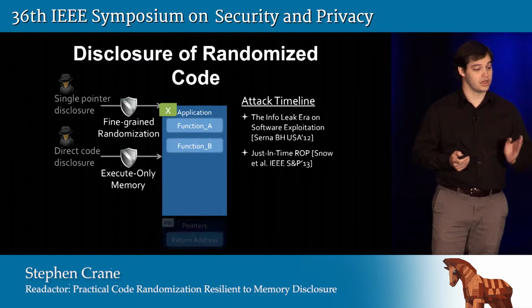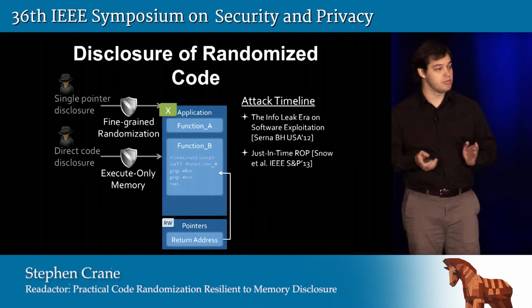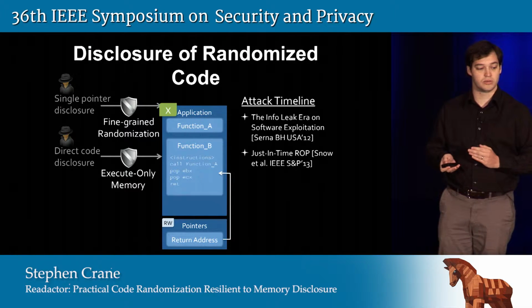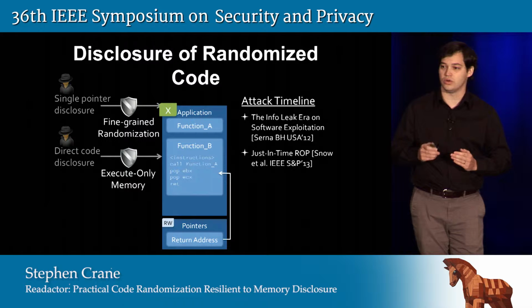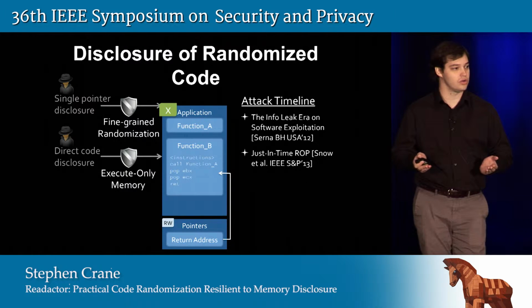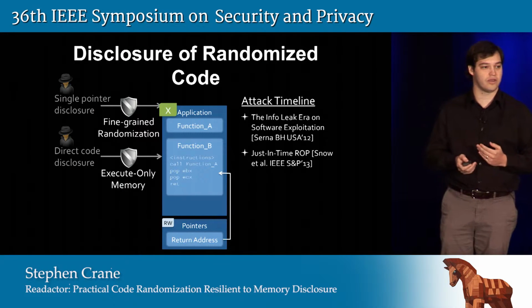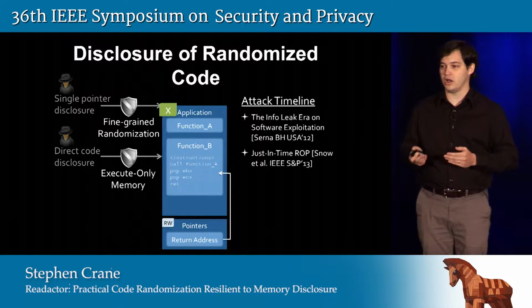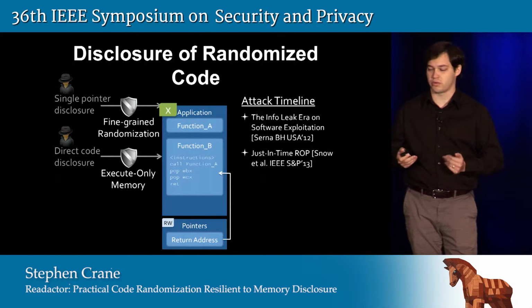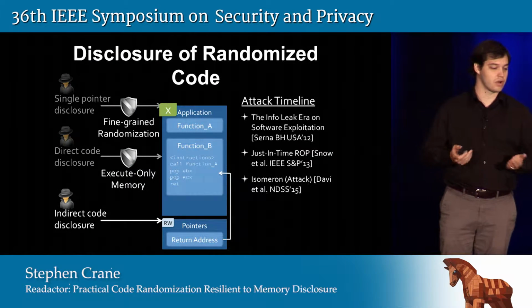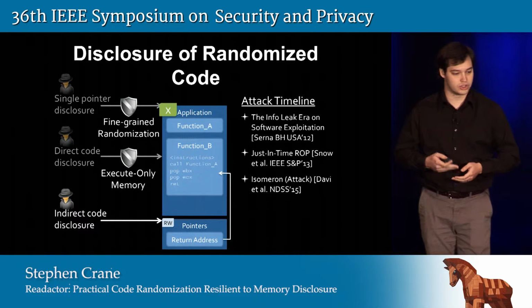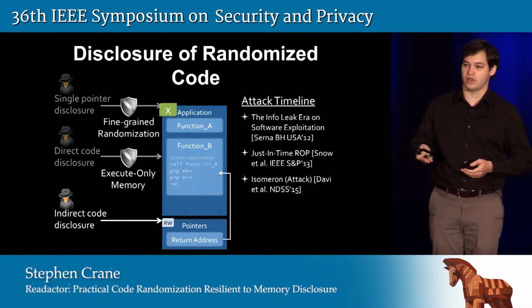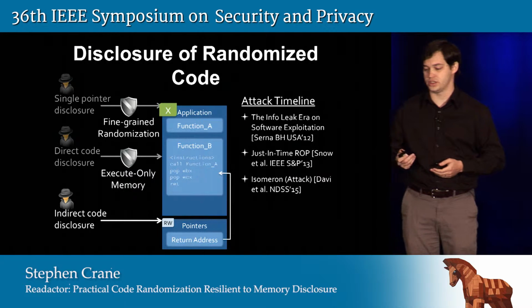However, this isn't the end of the story. There's still code pointers in readable data that point into this execute-only memory. So even if we have execute-only memory, the attacker can still derive some information about the code layout that has been randomized. We call this indirect code disclosure, and it was shown in the Isomeron attack from NDSS this year.